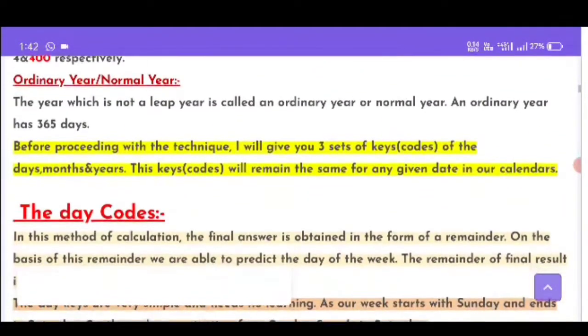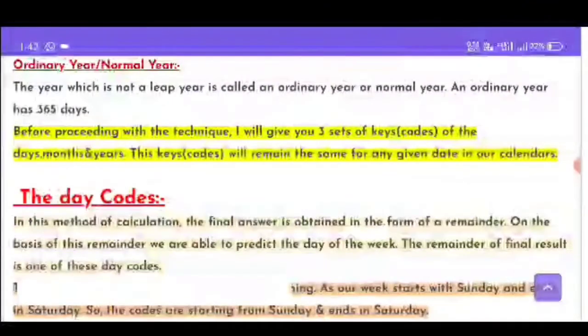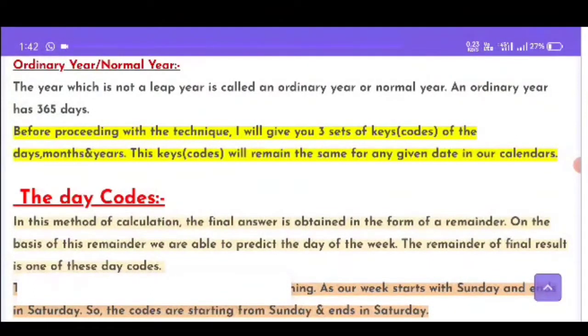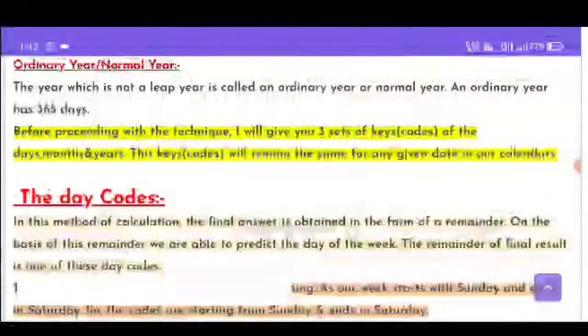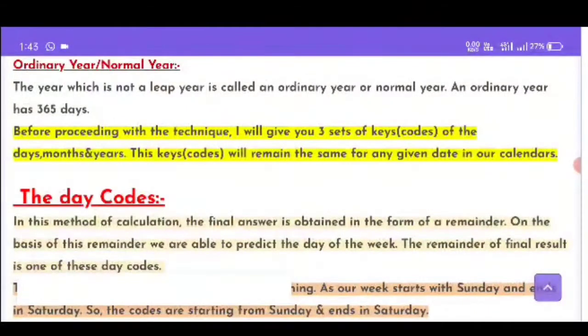The other type is the ordinary year or normal year. The year which is not a leap year is called an ordinary year or normal year. An ordinary year has 365 days, because the earth rotates around the sun and it takes 365 and 1/4 days.